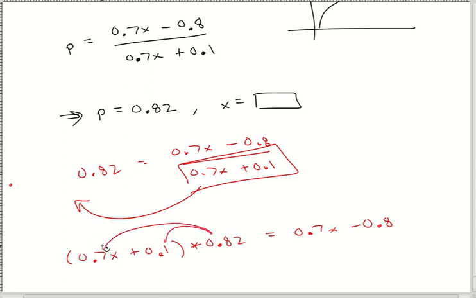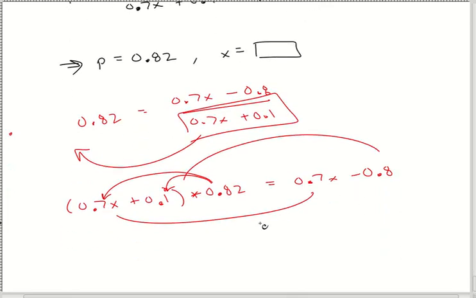Next step would be to distribute that 0.82 to both of these guys. Combine like terms. Look, you've got your x's, you've got your numbers. It's really pretty basic after that. So I set it up for you. Now you know what to do. And that's all I've got in this section.